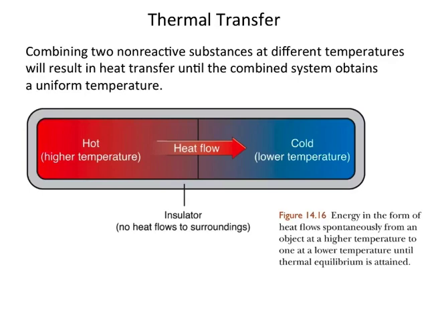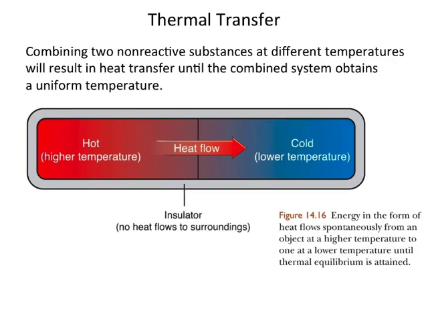So what is this? The definition of thermal transfer is when you put two substances together that have different temperatures, they will result in heat transfer between the substances until the combined system obtains a uniform temperature. An example here is if you take a hot rock and put it in a glass of water, you're going to heat up the water and the rock will cool down until you reach some constant temperature where the rock and the water are the same temperature. The rock is colder than it was before, the water is hotter than it was before, and then you have reached a thermal equilibrium here.